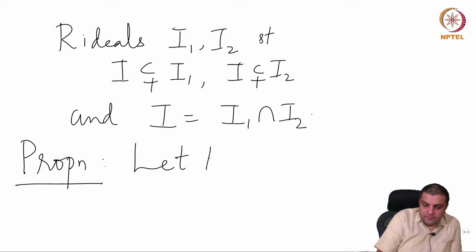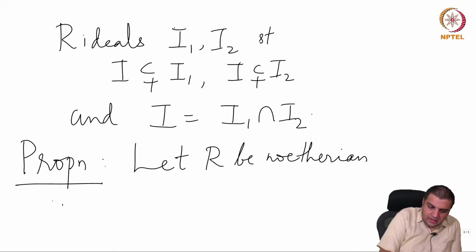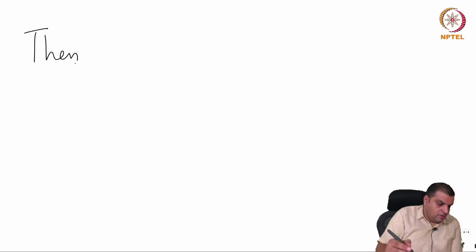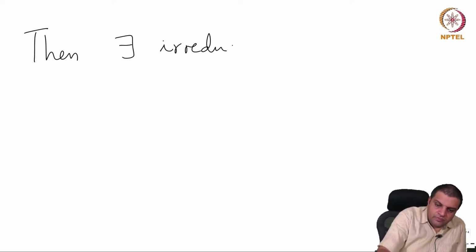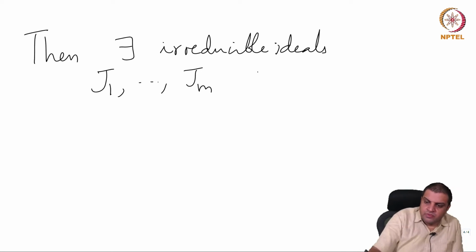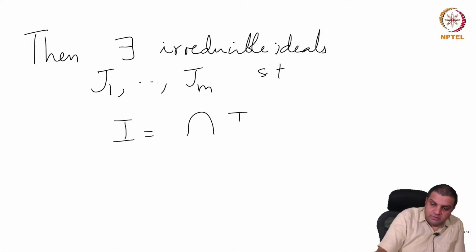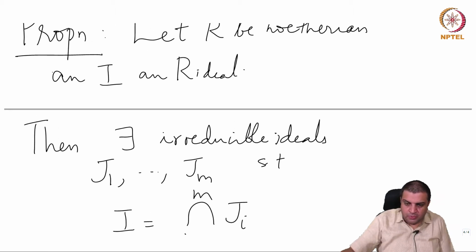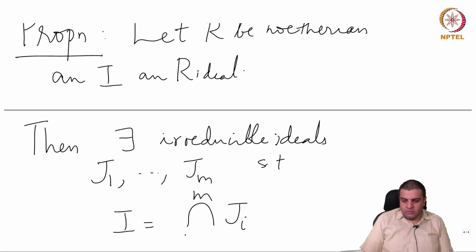Okay. So here is a proposition. Let R be a Noetherian ring and I an R ideal. Then there exist finitely many irreducible ideals J1, ..., Jm such that I is the intersection of them. So any ideal can be written as a finite intersection of irreducible ideals in a Noetherian ring.